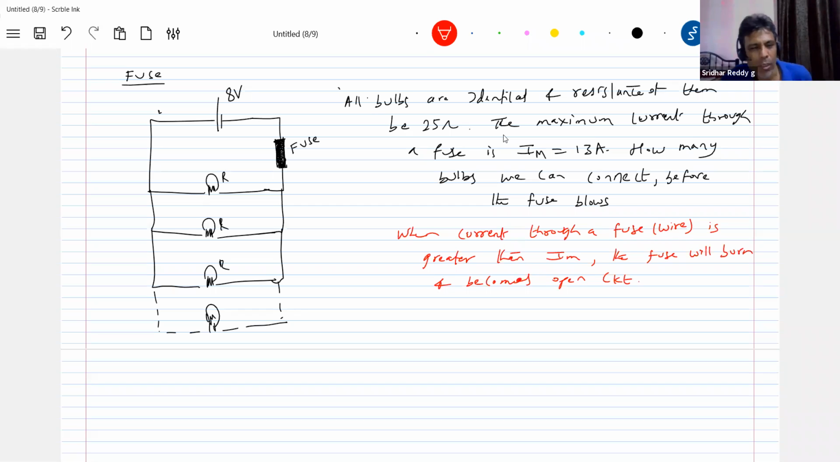So in a house, what happens? All the connections are done in parallel, and we say loading problem, no? The technical word we use is overload. That's why the fuse got burnt. So that is what I'm discussing now.